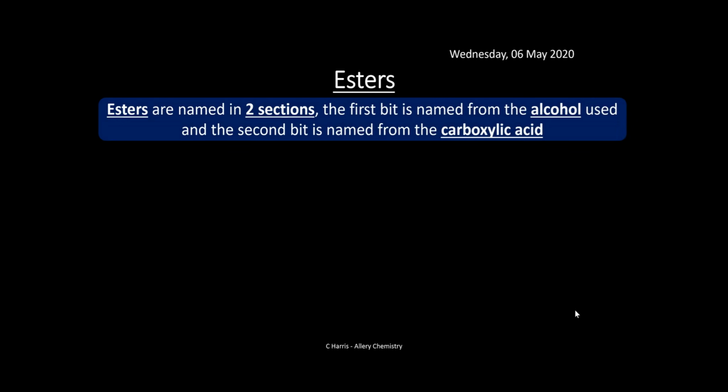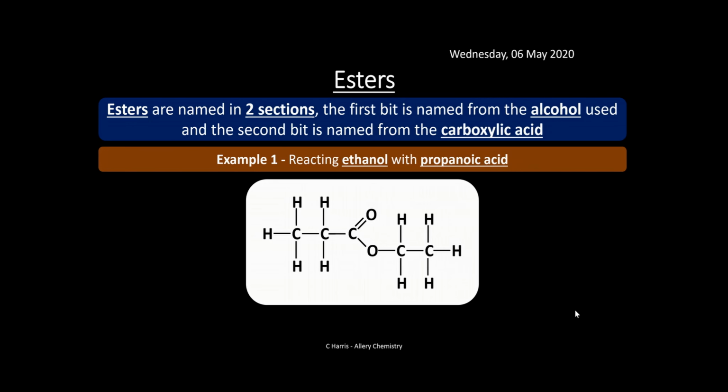Esters are named in two sections. Just like when we looked at naming an acid chloride, we can name an ester in the same way as well. And again, you might have seen this already at GCSE. The first bit is named from the alcohol that's used, and the second bit is named from the carboxylic acid that's used. So let's have a look.